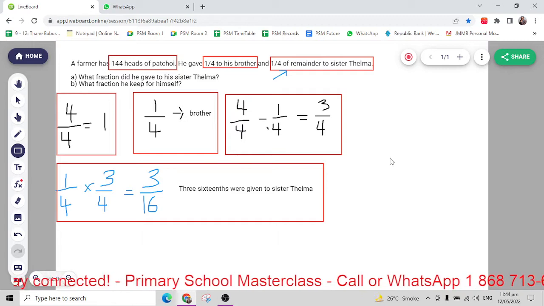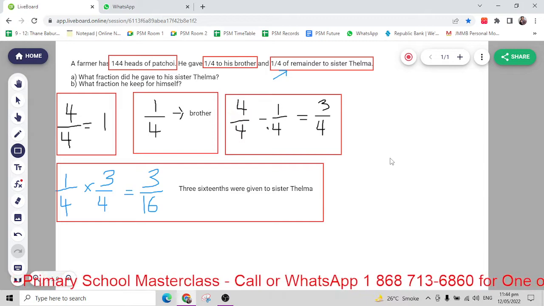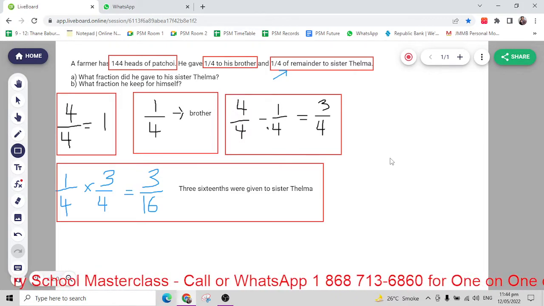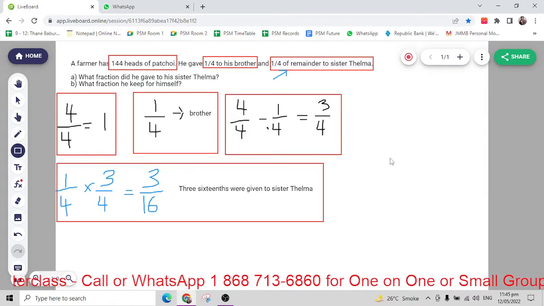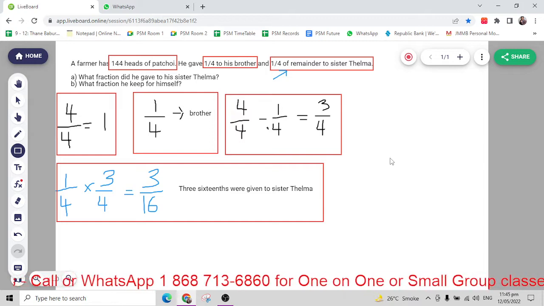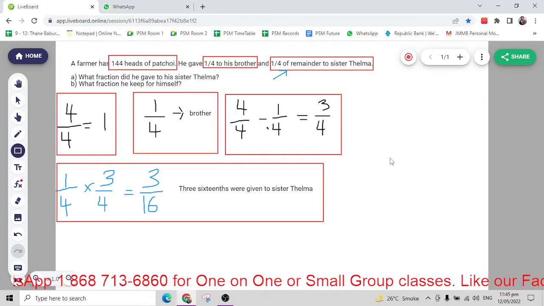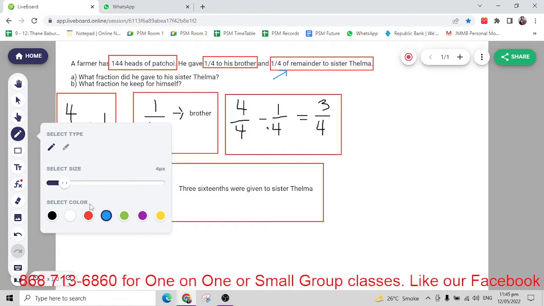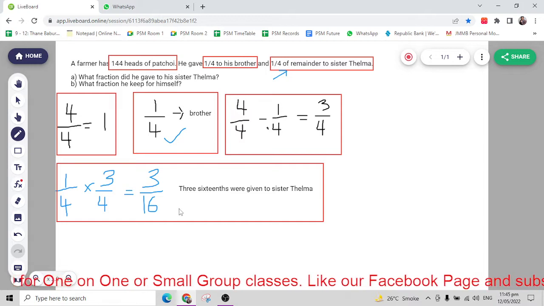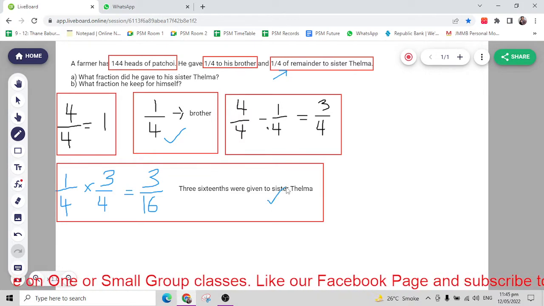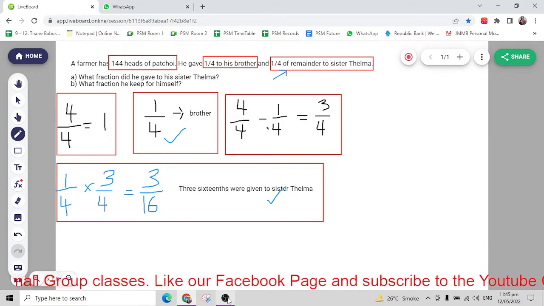So, since a quarter was given to the brother, right? A quarter was given to the brother. And then 3/16 were given to Sister Thelma. All right? Listen to me carefully. A quarter was given to the brother, and 3/16 were given to Sister Thelma. What fraction remains with the farmer?